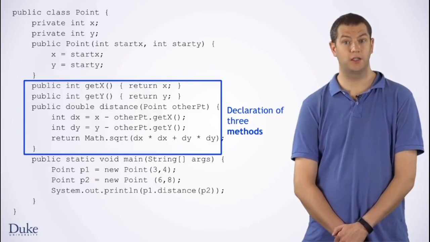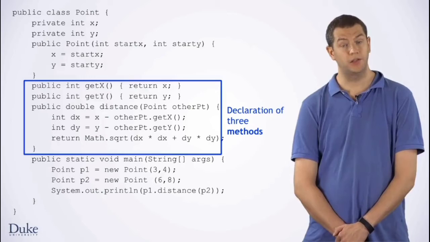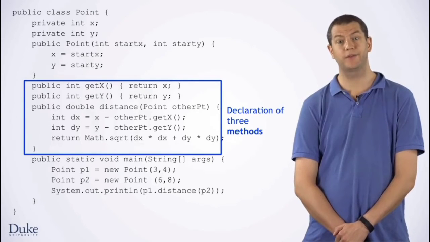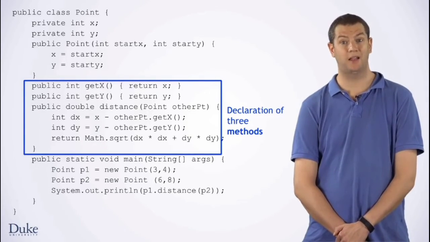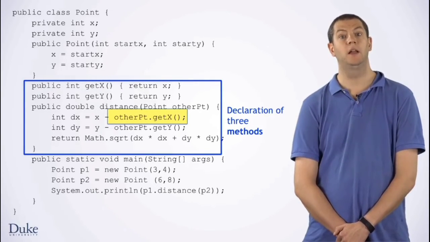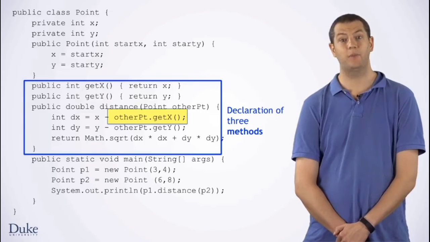After the constructor, we have three methods, getX, getY, and distance. Methods are functions that are inside of classes. In Java, everything is inside of a class, so technically all functions in Java are methods. These methods are invoked or called on a particular object and implicitly act on that object. You can see a method call here where the code says otherPoint.getX. This calls the getX method on the otherPoint object. It will get the x of that particular point object.